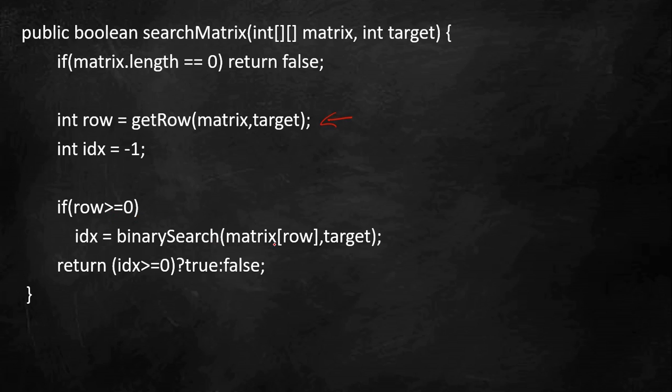Assuming that we got the row, once the row is greater than or equal to 0, we will do binary search for only that particular row. So matrix of row will give me only that particular single array, and I'll do binary search for the target on that.